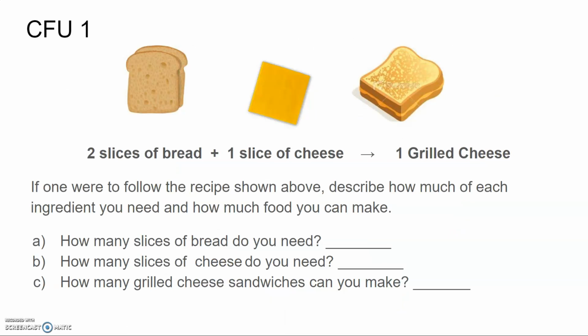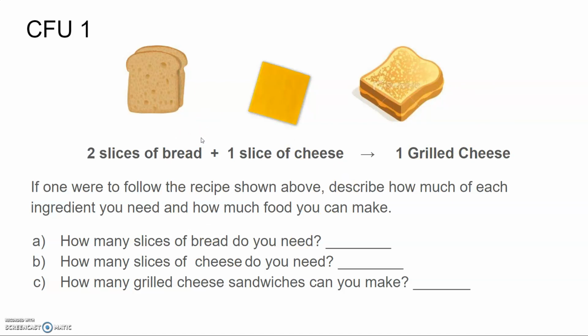So here in our first CFU, at the top we have a recipe for making a grilled cheese sandwich. So you have 2 slices of bread and 1 slice of cheese. These are your reactants. They're on the left side of the arrow. And then our product, the food that we're making, is the 1 grilled cheese sandwich. So this is a recipe and it's written like we would write a chemical equation. Of course, there are other things that you may want to put in a grilled cheese, like butter or whatever. But this gives you a basic idea of our ingredients and then the food that we can make from it.